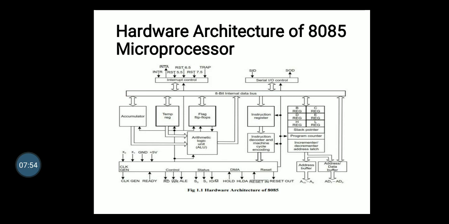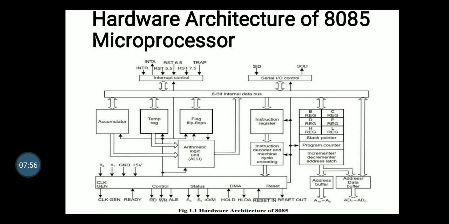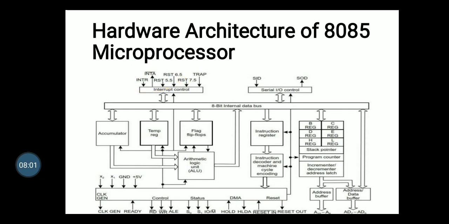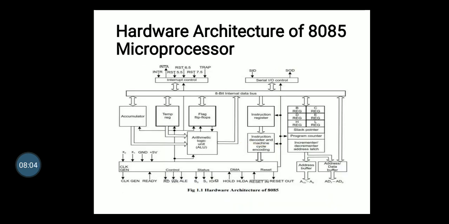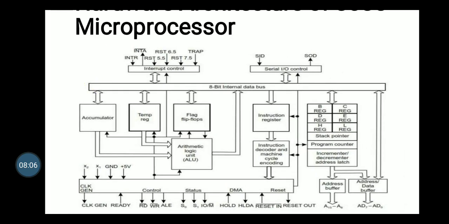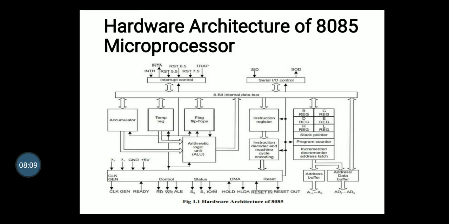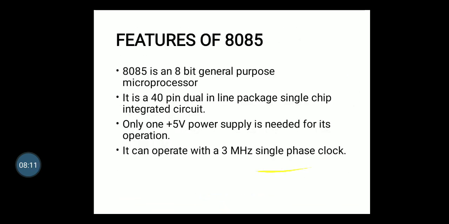Next one is the hardware architecture. This is the real structure of an 8085 microprocessor. Look at this. Here we have interrupt control, serial control, buses, accumulator, temporary register, flip-flops, instruction register, stack pointer, etc. It is the first general purpose 8-bit microprocessor that came into existence. It is a 40-pin dual inline package. Also, it uses only a single +5 volt power supply. It can operate with a 3 MHz single phase clock.